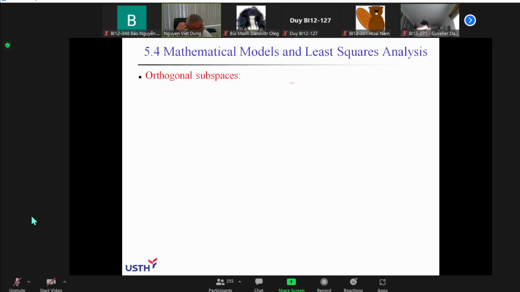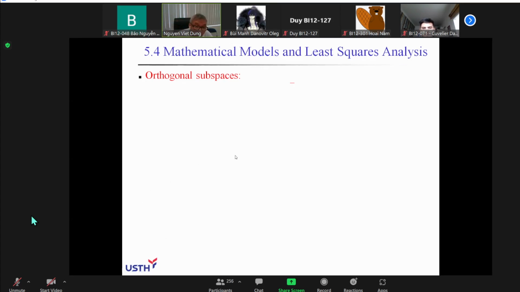Next, we consider what we call least squares analysis. That is the last section of lecture number 5, and that is a kind of application of linear algebra.